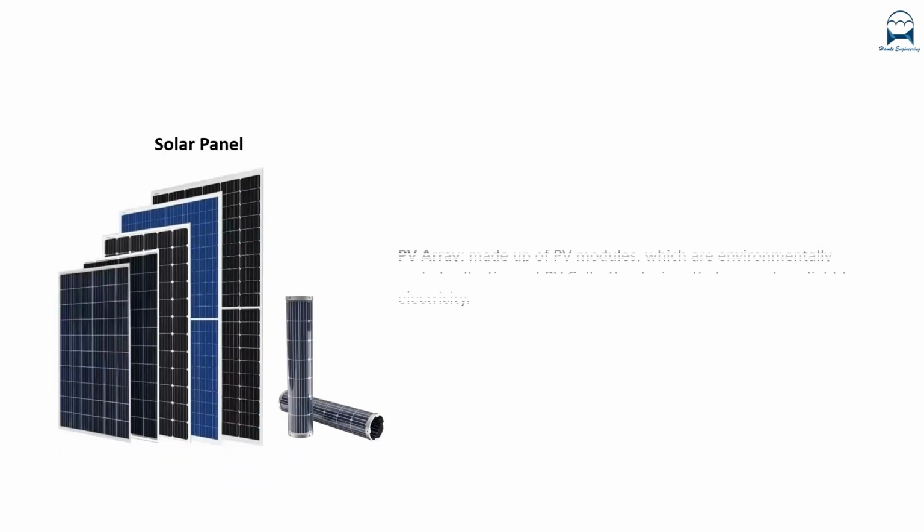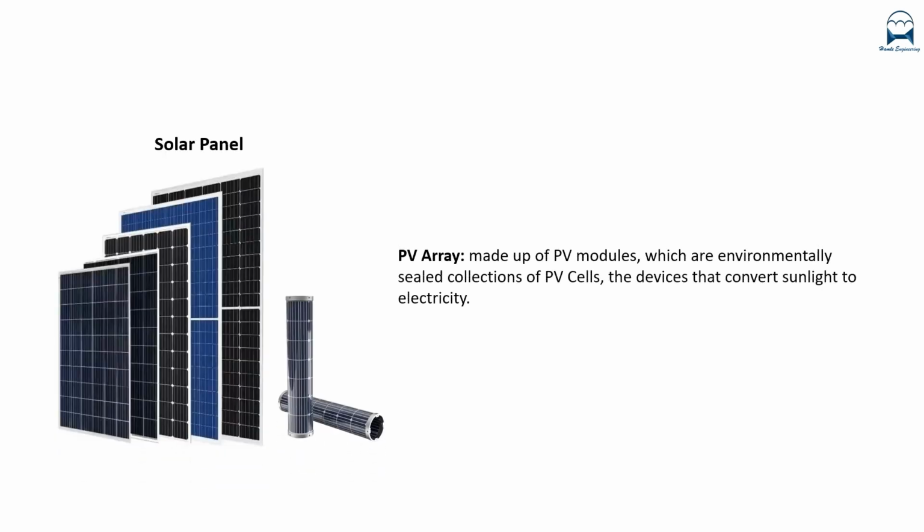PV solar panel. The solar panel produces electricity when there is sunlight by converting it into DC. Photovoltaics, PV, or solar cells are the building blocks of solar panels. They are made of semiconductor materials and convert sunlight into direct current or DC electricity. Solar panels are usually arranged in groups called arrays. An array is made up of PV modules, which are environmentally sealed collections of PV cells, the devices that convert sunlight to electricity.